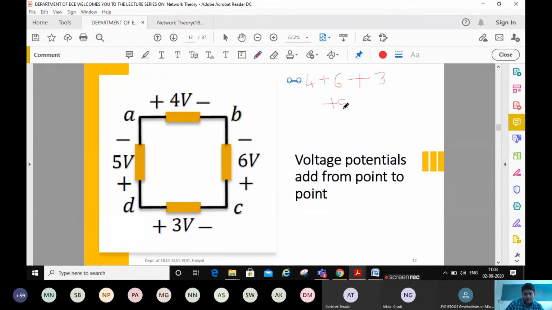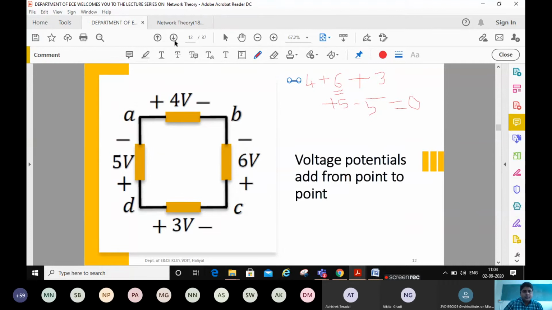+5, right? And D to A, what is happening now? The voltage is getting reduced. So this one will be -5. So the total potential will be 0. So if you travel in a closed loop with the voltage drops everywhere, that net voltage will be 0, right? You can take any points. Fine. So you can travel from C to B or in a reverse way also. If you take C to B, it will be -6 instead of +6, right?